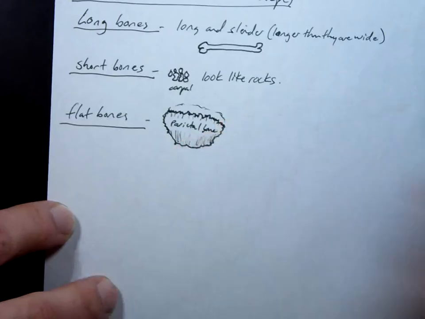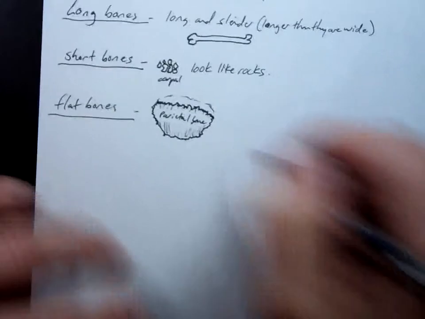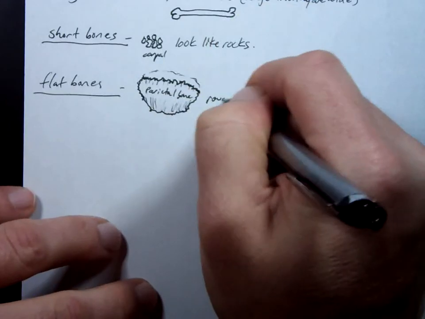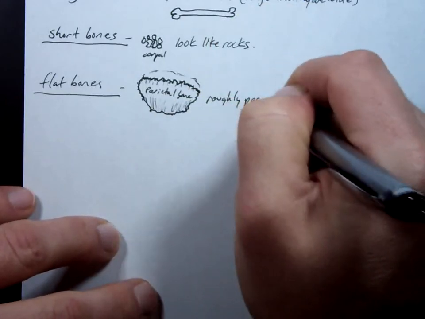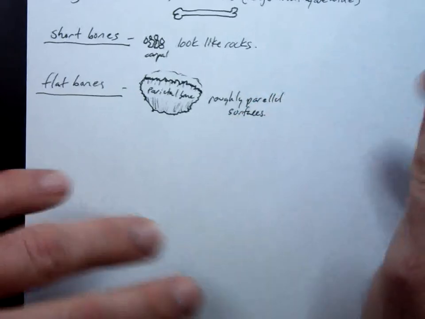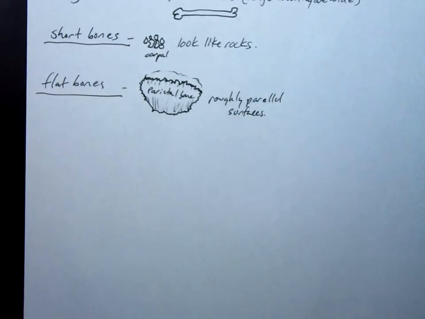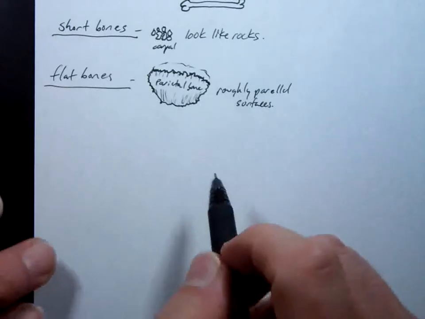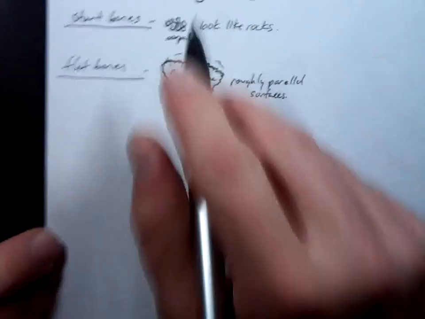A parietal bone is a flat bone. What defines a flat bone is this. It's got roughly parallel surfaces. In other words, its inside surface and its outside surface are close to parallel. Now, they're not straight lines, so your mathematical definition of parallel is going to really hate this description. That's why I said roughly parallel.